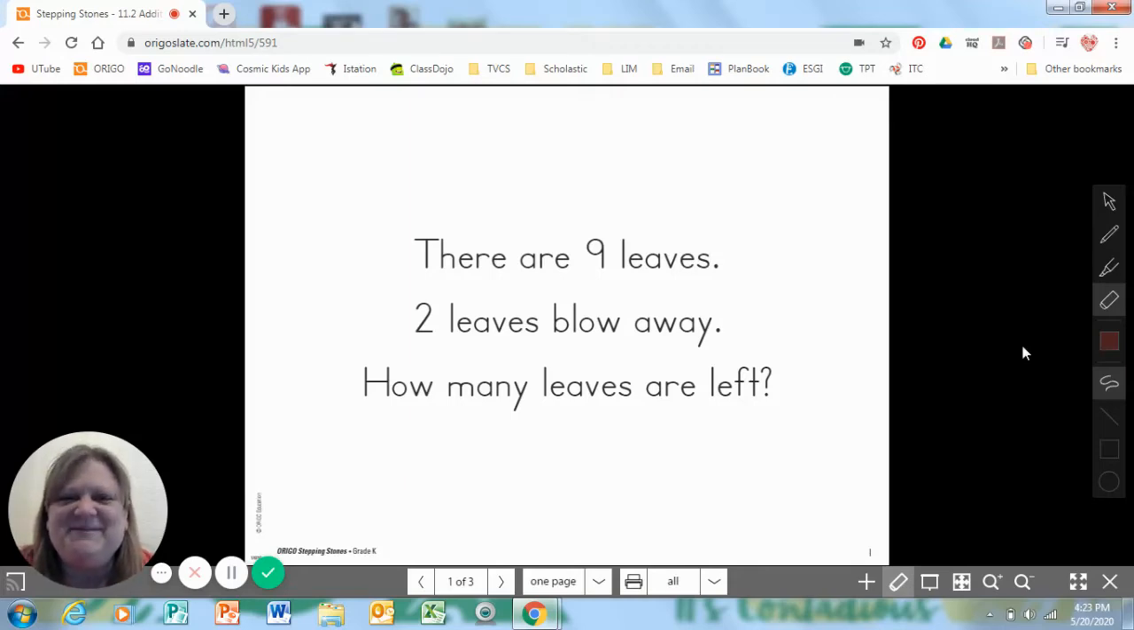Hi, kindergartners. For math today, I thought we could do some math stories together. But for this activity, you will need either a piece of paper or a whiteboard. So you'll need a pencil or a whiteboard pen.